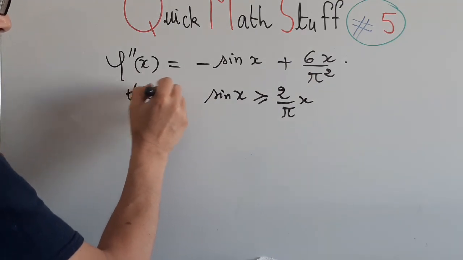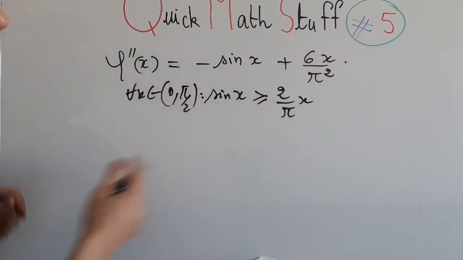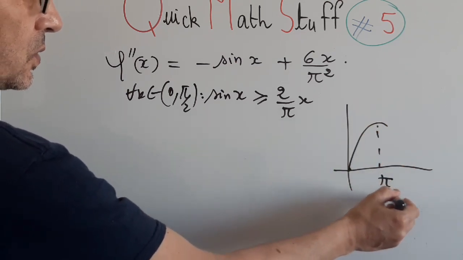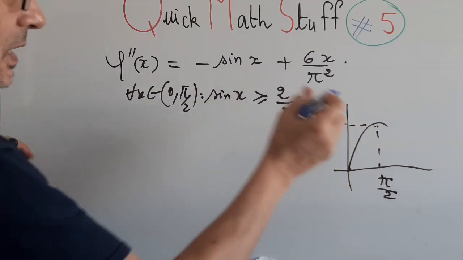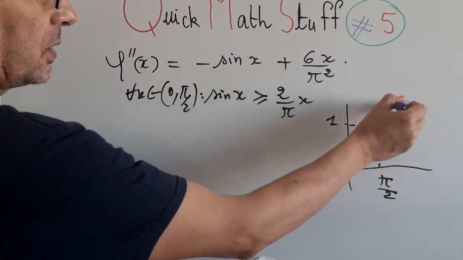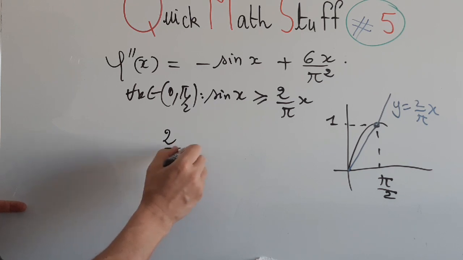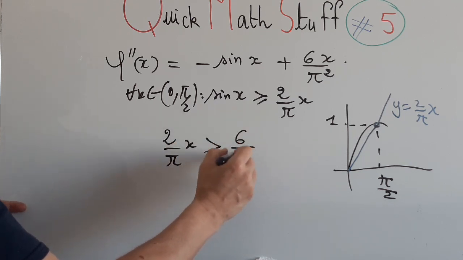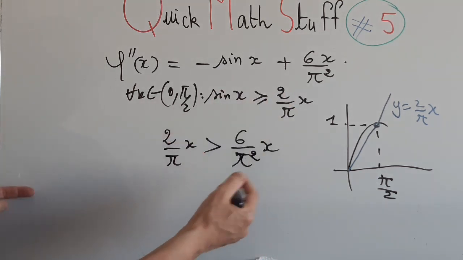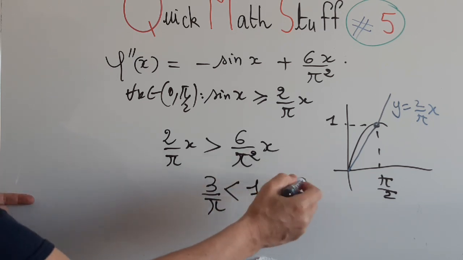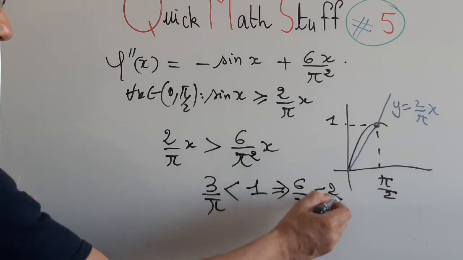Sine x is greater than 2 over pi times x for all x in (0, pi over 2). Its proof is easy. For example, graphically, we see that sine of pi over 2 is 1. This straight line has the equation 2 over pi x, and by the concavity of the function sine we deduce the inequality. That's all. It's Jordan's inequality. Now observe that 2 over pi x is greater than 6 over pi squared times x. An explanation is due to the fact that 3 over pi is less than 1, which leads to 6 over pi squared being less than 2 over pi.